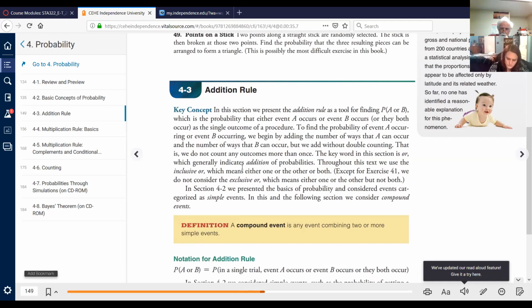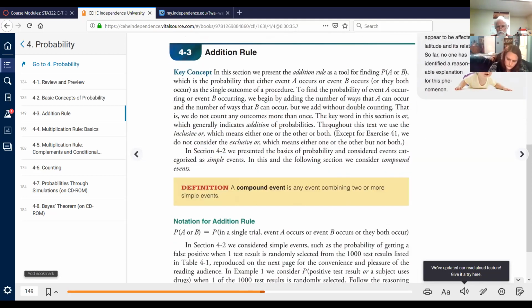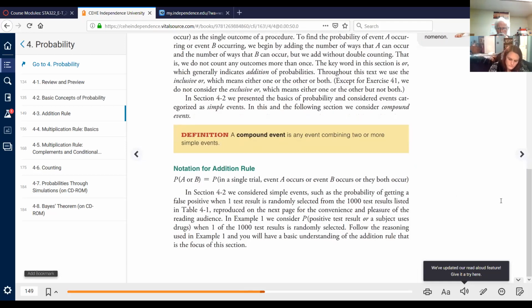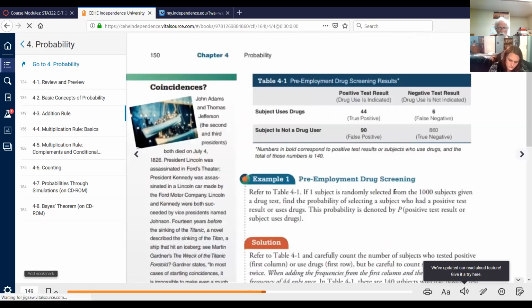So this is addition of probabilities when you're looking at compound events, which is an event which has 2 or more simple events. Remember, a simple event is one that you can't break down. So a simple event would be rolling a die, something happens. So here we have the probability notation: the probability, or P, of A or B.